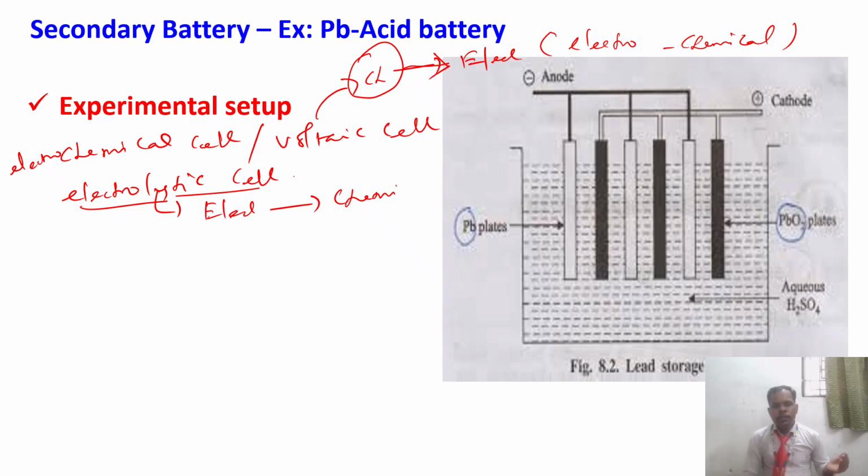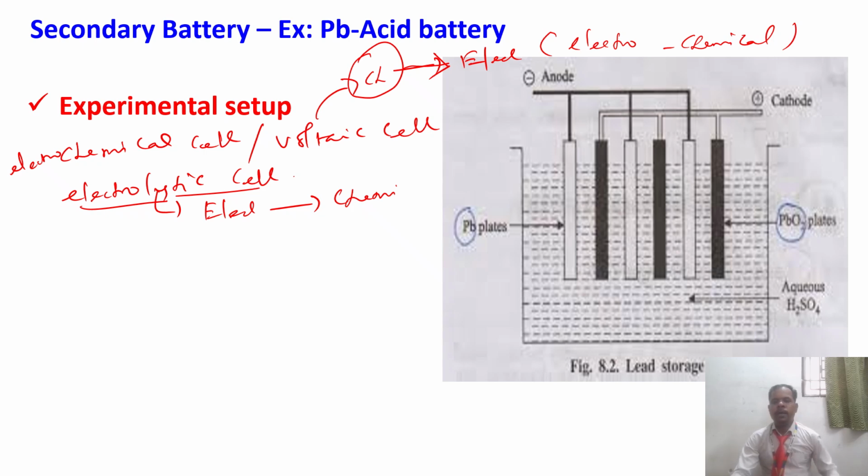Now we are putting the charge into the battery. At that time the electrodic reactions can be reversed. So that is called the electrolytic cell. This is the simple difference between the electrochemical cell and the electrolytic cell. Now, what is the experimental setup for the lead acid battery? This is a simple setup for a lead acid battery.